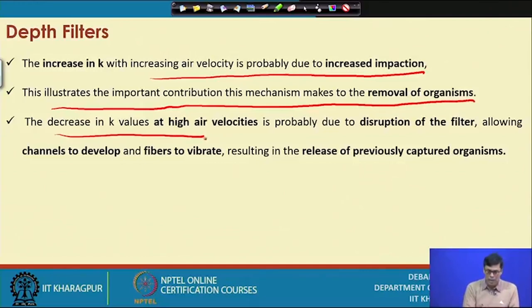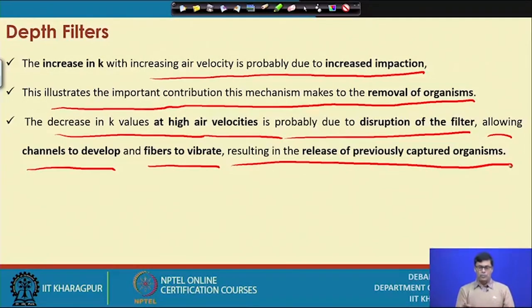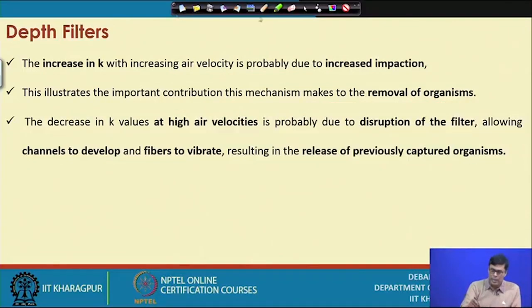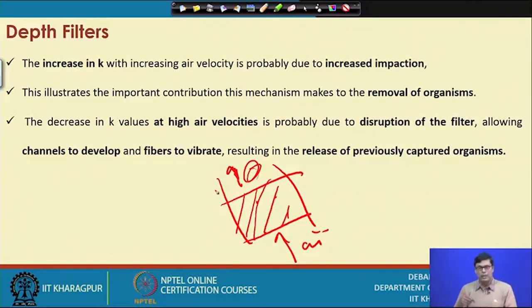Decrease of k value at the high velocity is probably due to the disruption of the filter, allowing the channels to develop and fibers to vibrate, resulting in the release of previously captured organisms. Another thing I want to tell you here: whenever we use any kind of filter, after some time we will find that the filter is totally saturated with particles. Then if you pour air, there is every possibility that some contaminants will come into the air. So, you have to regenerate the filter.